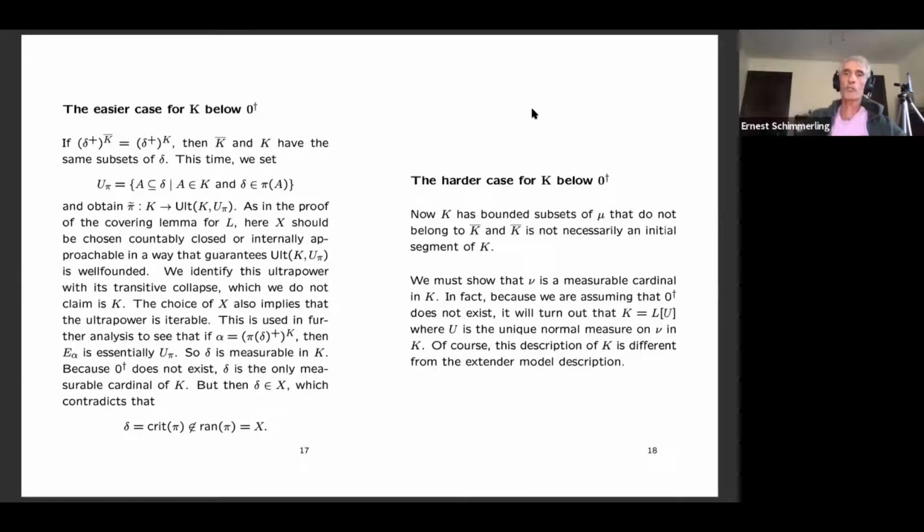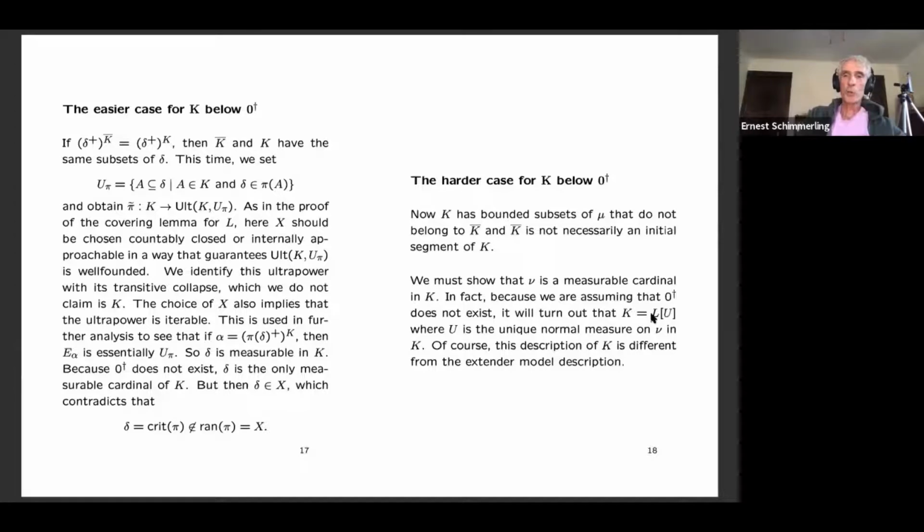Okay, so now we're assuming K has bounded subsets of mu that don't belong to K bar. And I guess this is a warning, K bar is not necessarily an initial segment of K. So we need to show that nu is a measurable cardinal in K. We can't get a higher Mitchell order because we're assuming zero dagger doesn't exist. But we do want to show that nu is a measurable cardinal in K to complete the proof.